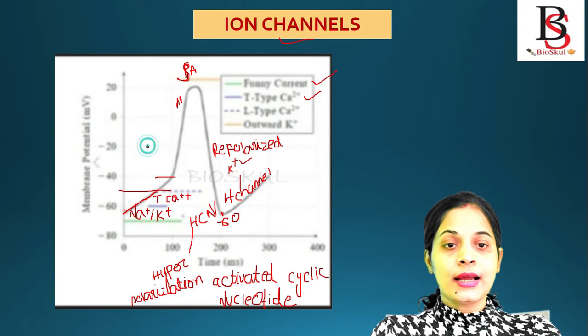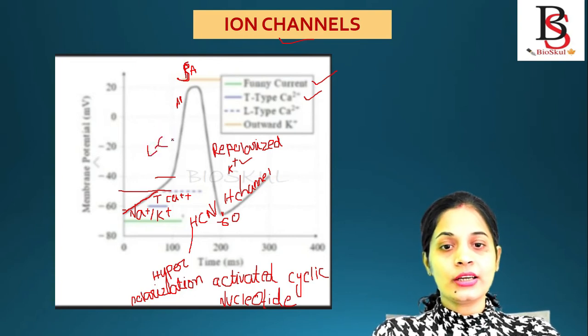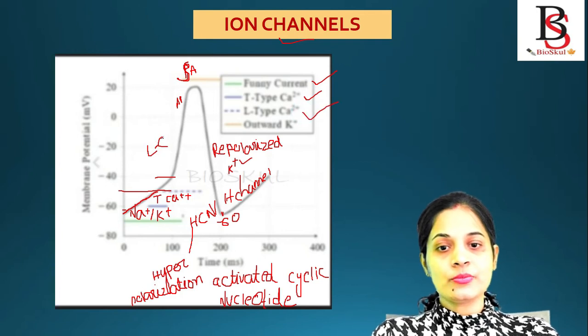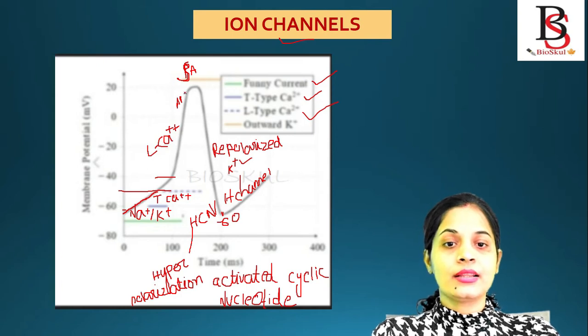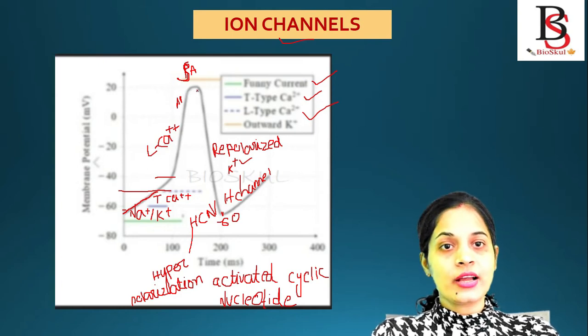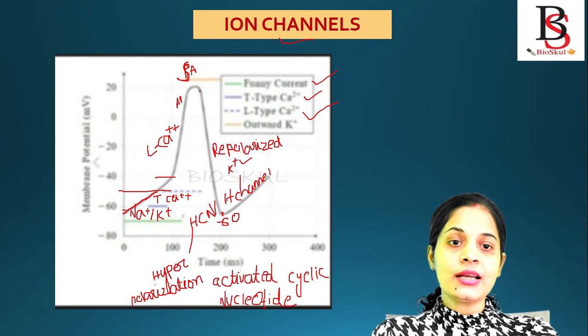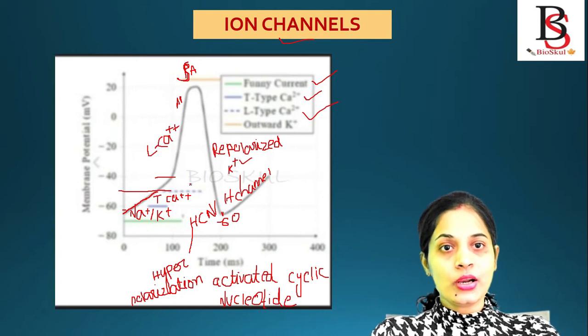After that, another calcium channel gets open, that is known as the long type calcium channel, or L type calcium channel. When the L type calcium channel opens, it opens for a long time, and that causes the generation of action potential. After that, the calcium channel gets closed, and potassium ion enters into the cell, that causes the repolarization.